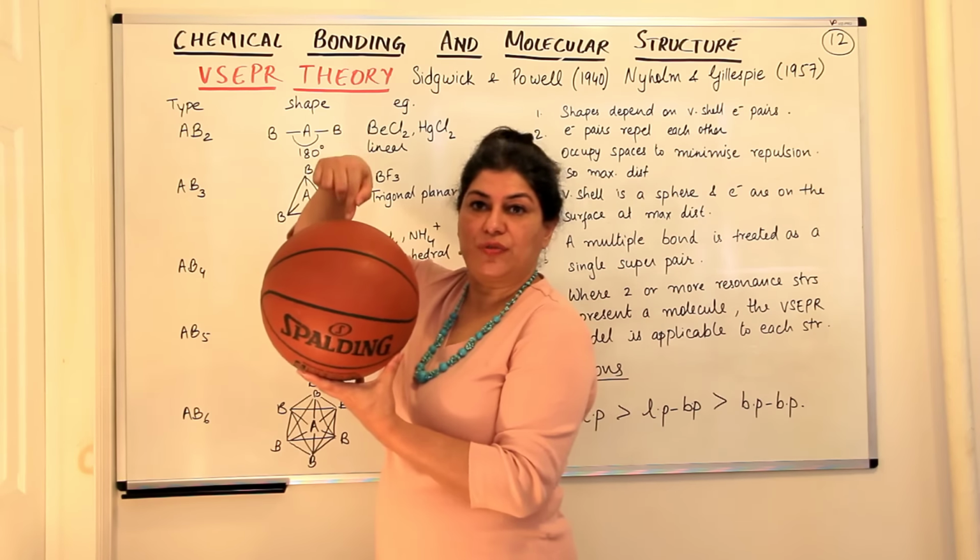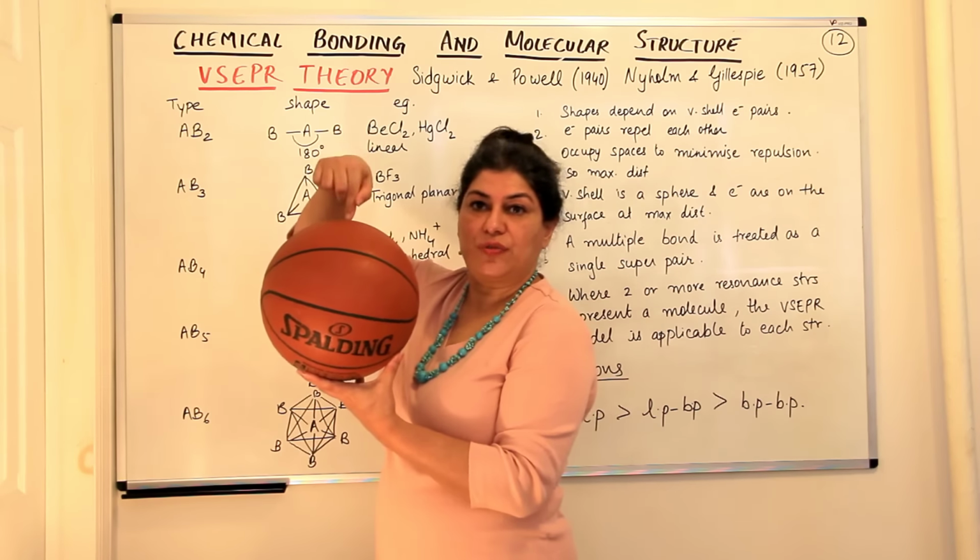The maximum distance that two atoms can have among themselves around the central atom is 180 degrees. Any other angle would be less than this 180 degrees. Therefore, when you have an AB2 type of molecule, the geometry would be linear if there are only bond pairs around the central atom. Examples of this type are beryllium chloride, BeCl2, and mercury chloride, HgCl2. And the shape of this molecule would be linear. So AB2 type of molecules have a linear structure or a linear geometry.